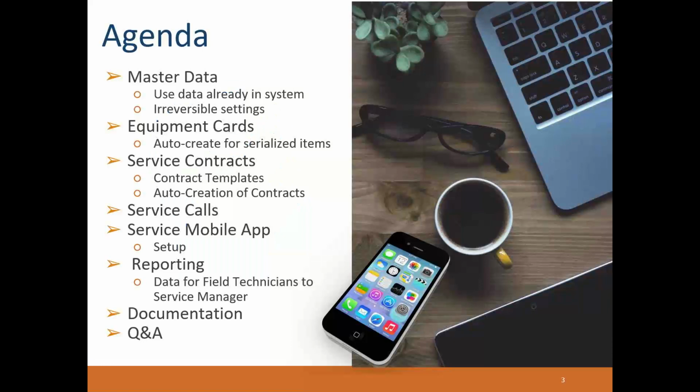For the agenda today, we're going to start pretty high level with master data in the system and configuration options for the service module. We're going to jump into some new master data options available in the service module, such as equipment cards and service contracts. Once we have a good understanding of those, we are going to work in the core of the service module, which is the service calls, and see how we can actually use the SAP Service mobile app to work those calls. Then we'll wrap up with some out-of-the-box SAP reporting options. Make sure you have all the documentation for further learning and implementation, and we'll open it up for Q&A.